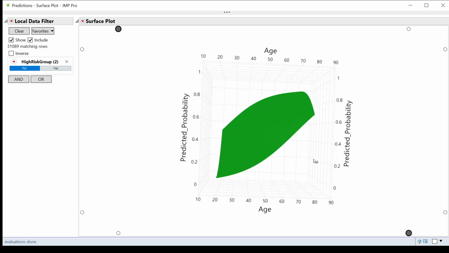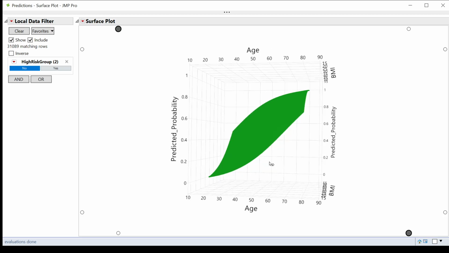But as I move across age here, you can see that age certainly has a tremendous impact on whether or not somebody's going to end up with type 2 diabetes. The back edge of the surface is for people that have a high BMI. So this back left corner here is people that have a high BMI and are young. That predicted probability looks like it's about 50% or so.